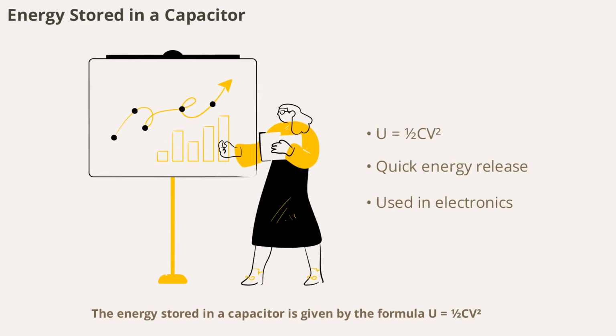Energy stored in a capacitor is given by the formula U equals one half C V squared, where C is the capacitance and V is the potential difference. This energy can be released quickly, making capacitors useful in applications like camera flashes, defibrillators, and power conditioning. Understanding how capacitors store and release energy is crucial for designing safe and efficient electronic systems.